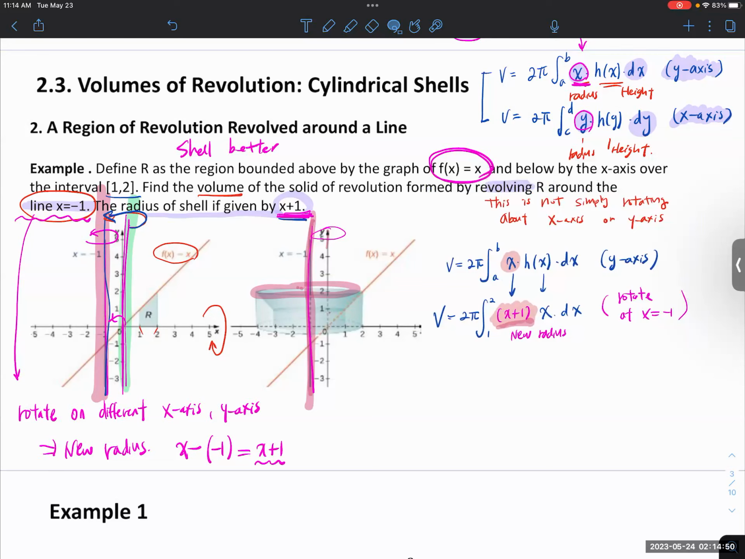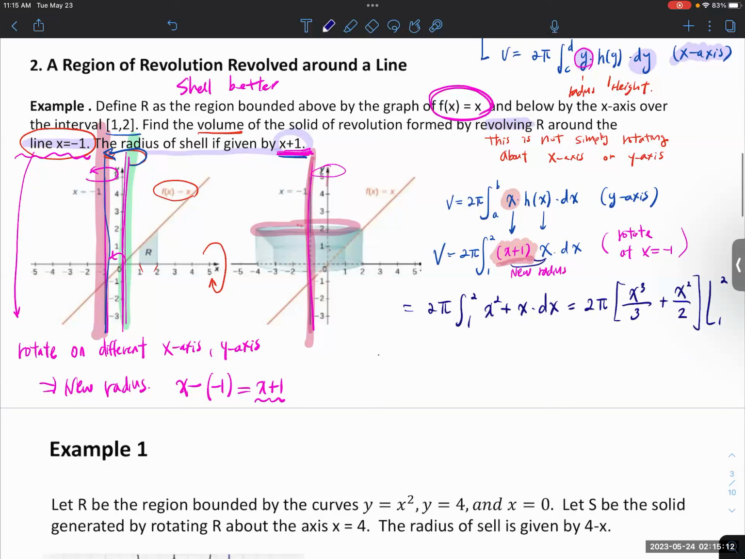Let's do it. The work equals pi, 1 to 2, and I'm going to distribute it properly, x squared plus x dx. And then 2 pi, we're going to take the integral, x to the third over 3, x to the second over 2, from 1 to 2. So now 2 pi, you're going to plug in 2 to the third over 3 plus 2 to the second over 2, minus 2 pi, 1 to the third over 3, 1 to the second over 2. You're going to subtract that.